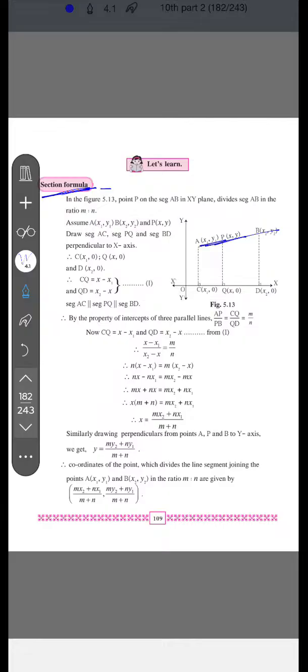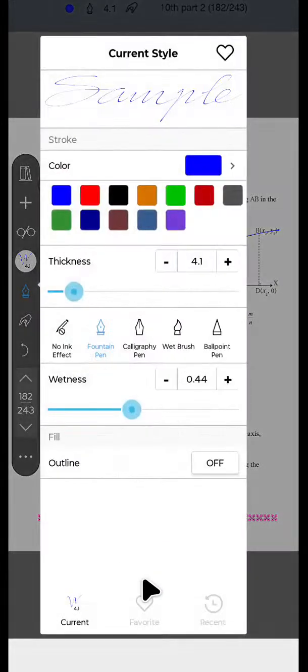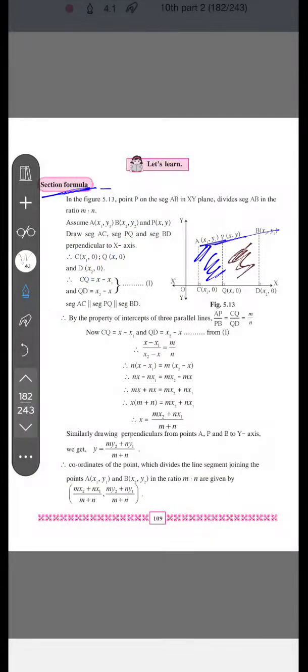See, the coordinates of a point which divides the line segment into parts, then that portion is nothing but a section. Like this one here, you can see this is a section. I will change the color. This is another section. So here is the term of a section formula.